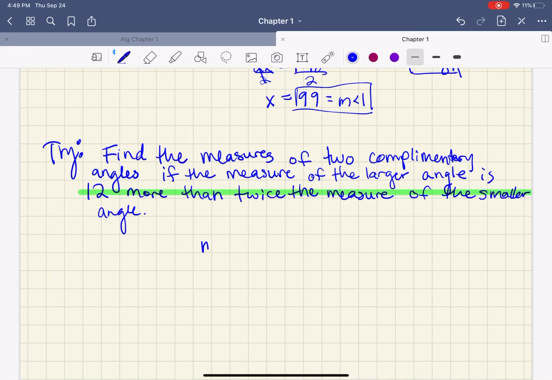What you should have gotten was the measure of angle 1 for this one would be 64, and the measure of angle 2 would be 26. Now, if you have them switched, if you have the order switched, that is absolutely fine. It doesn't bother me at all. And it doesn't bother the angles either. They don't care who you say is first.